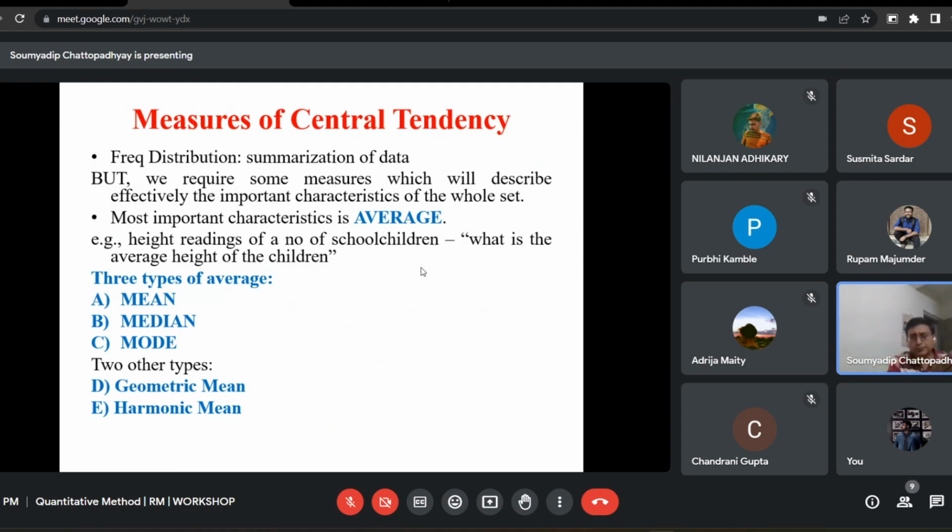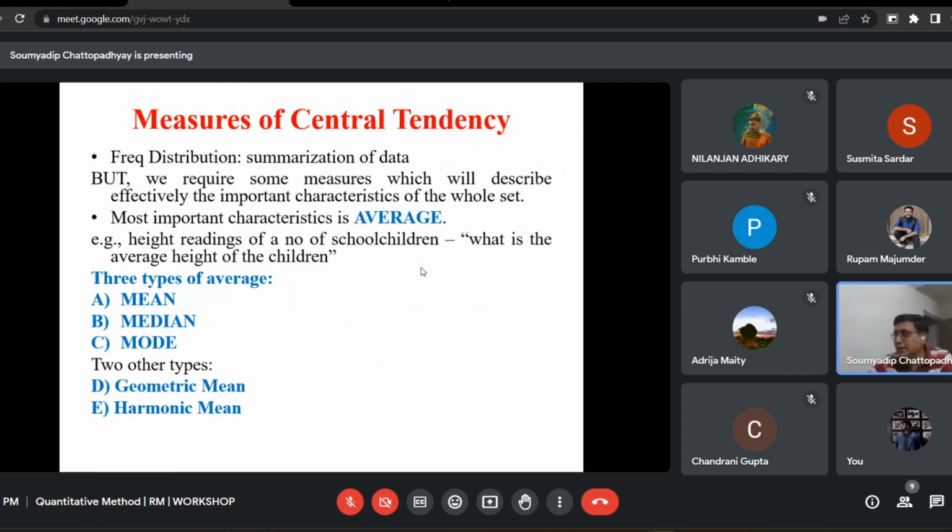Suppose you have data on the height of a number of school children. As a researcher, you may be interested in knowing the average height of the children. You can answer this question by looking at either mean, median or mode. There are also 2 other types of averages which are used in some special cases, known as geometric mean and harmonic mean.